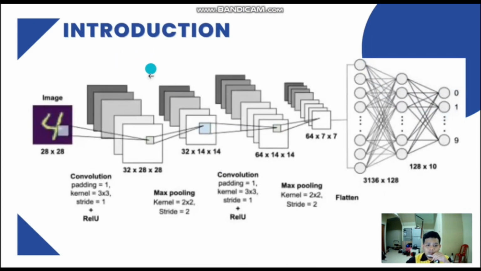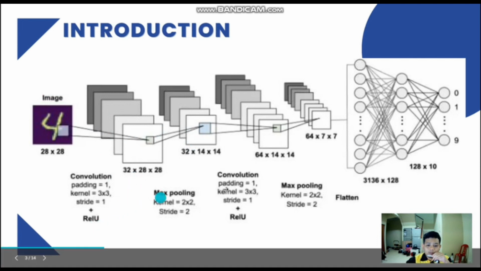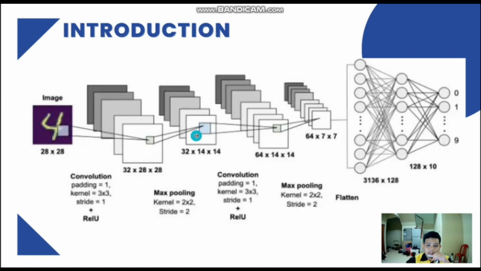Okay, this is the introduction for CNN. So, this is the image of the convolution, the flattening, and the fully connected layers. This is for the CNN. Example image for the introduction.